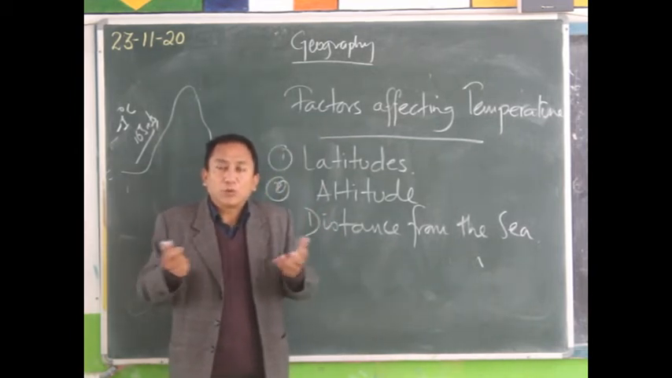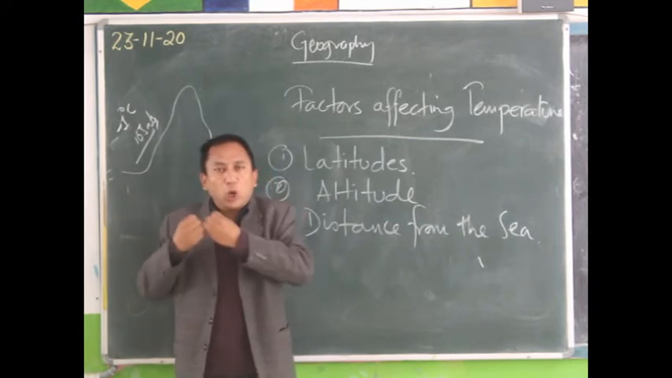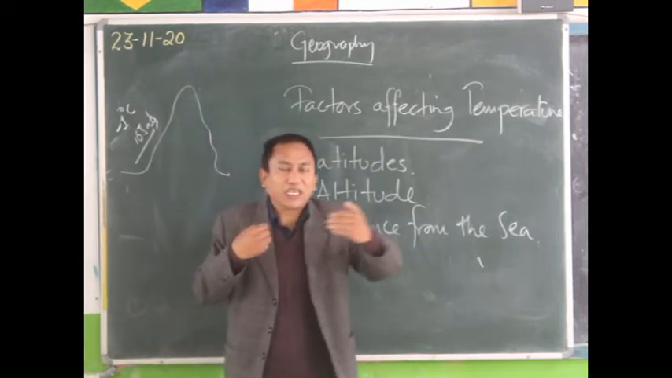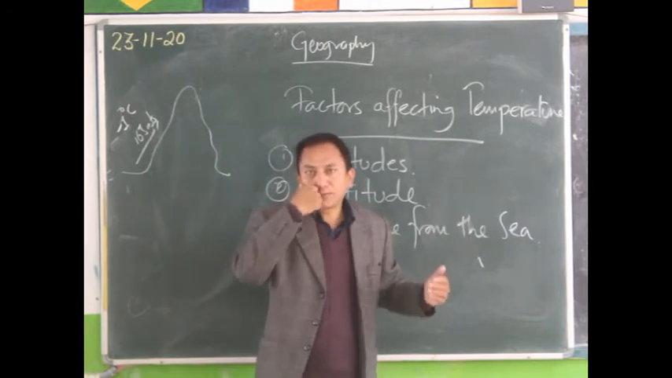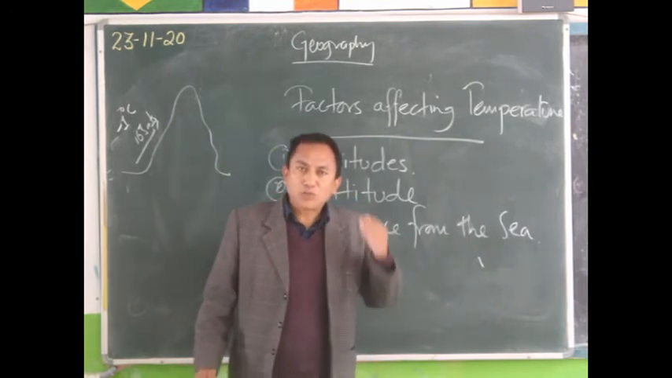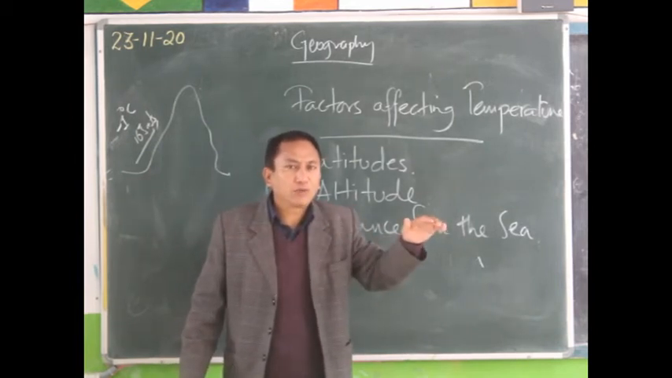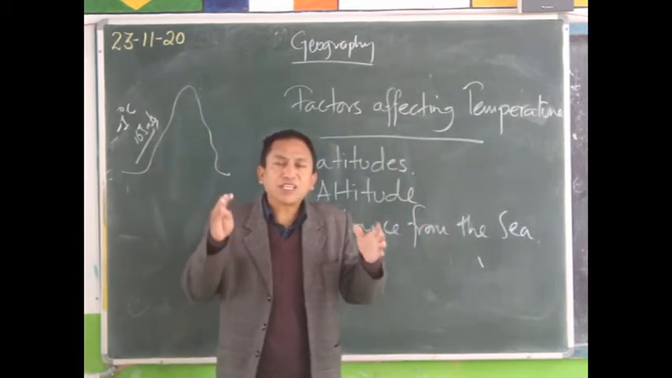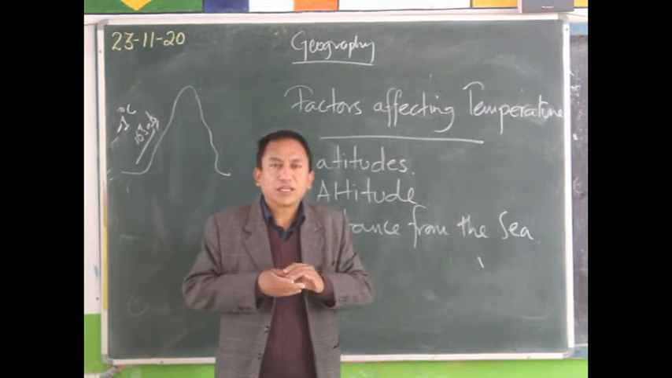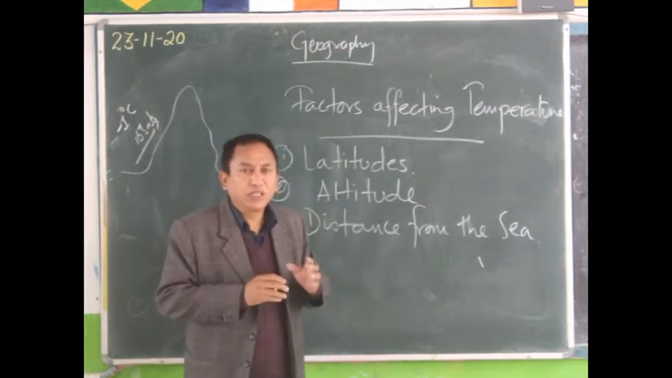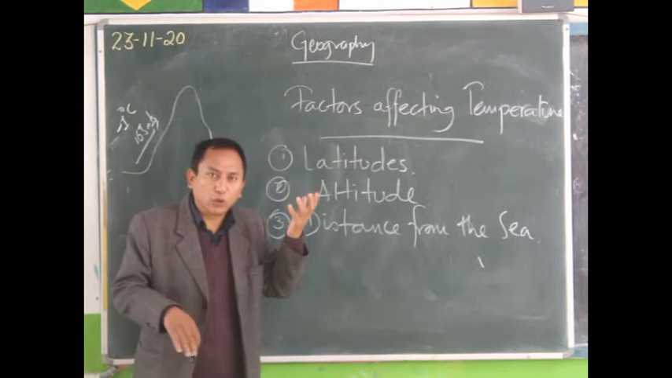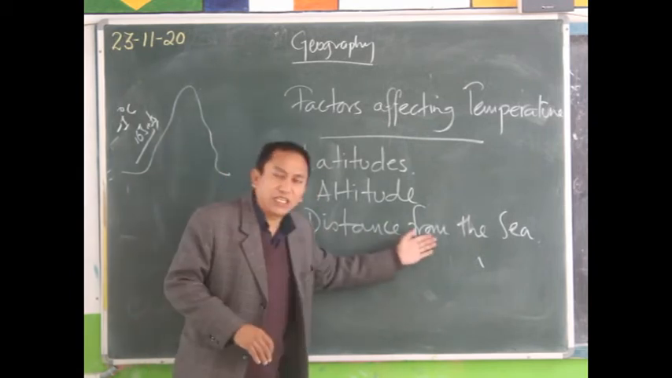Nighttime, whatever heat the land has absorbed, all that heat goes towards the sea in the form of land breeze. So because of the sea breeze during daytime and the land breeze during nighttime blowing towards the sea, the temperature is balanced. It experiences a moderate temperature. It's not very hot and not very cold. That is because it is near the sea.